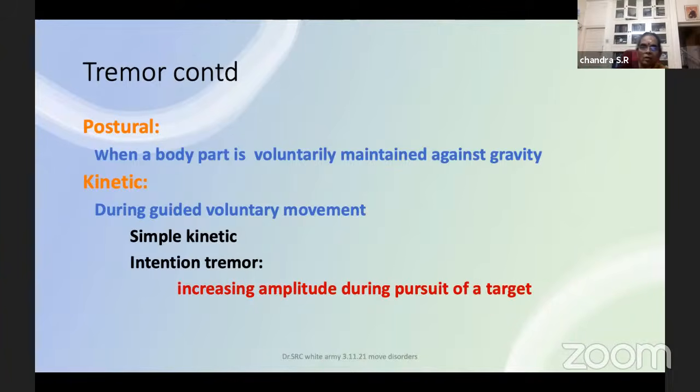So you are moving your finger towards the nose, and you get a tremor. That is a kinetic tremor. It can be a simple kinetic tremor when you are moving without any fixed target, or an intention tremor where the kinetic tremor increases in amplitude during the pursuit of a target. So it can be a simple kinetic tremor where the target is not fixed, or an intention tremor where the target is fixed. So you can have a resting tremor, an action tremor, a postural tremor, and a kinetic tremor.